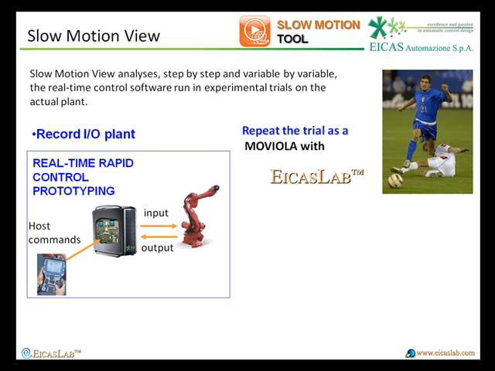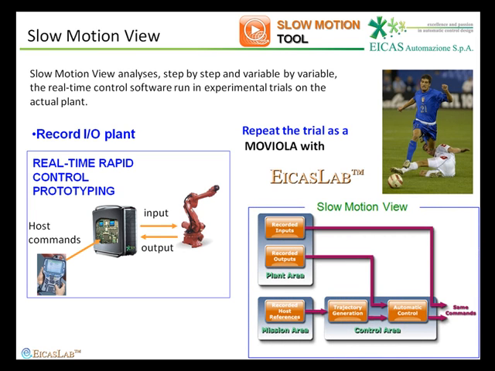The recorded data can be so processed offline through the slow motion tool, which works like a sort of moviola. With the slow motion tool, you can run your control step by step by using a debugger program for advanced debugging and tuning purposes. Using slow motion saves time and money in the validation of your control.